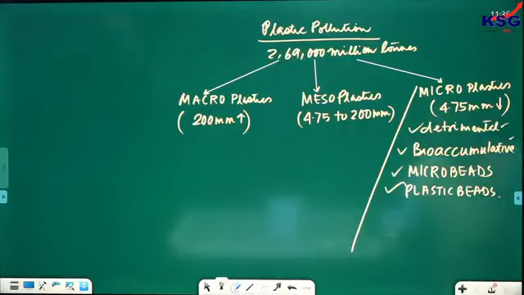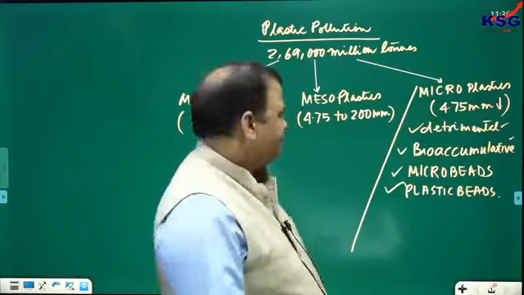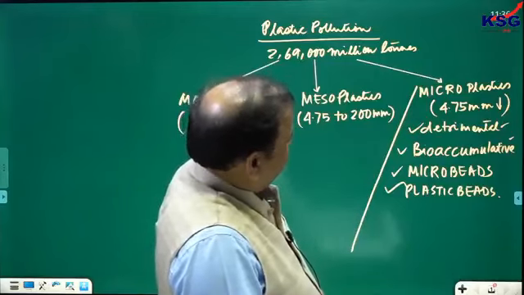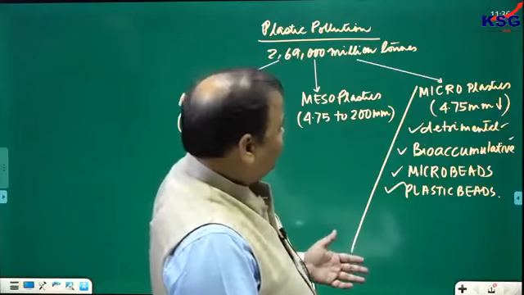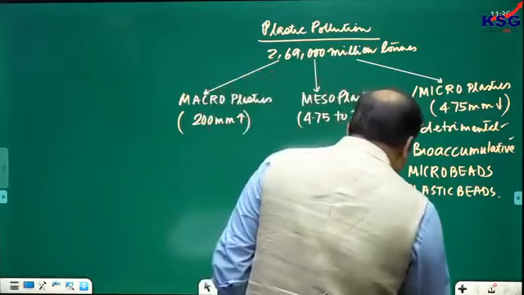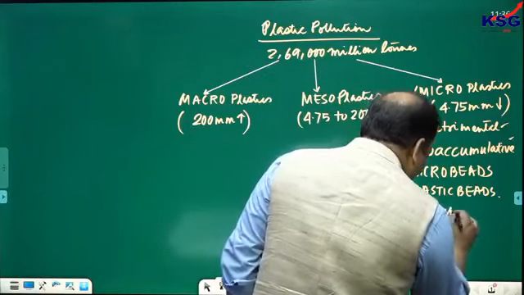Microbeads or plastic beads. Clear? It's also referred to as microbeads or plastic beads. And as far as microplastic is concerned, the source of microplastic is what? It's responsible for degradation of lakes of India also. Write down. It is also responsible for degradation of lakes.